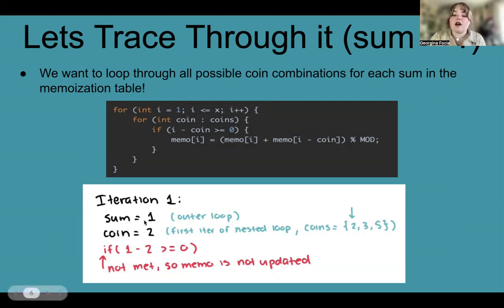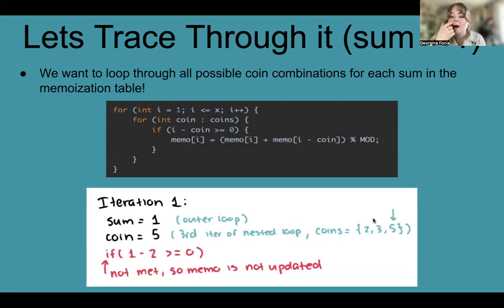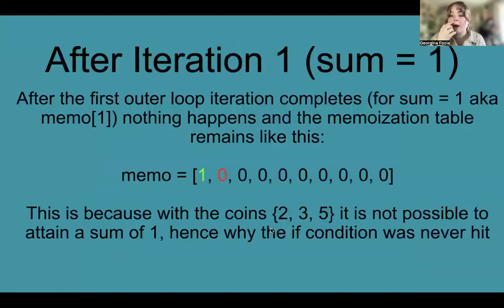So for iteration 1, when sum equals 1, which is our outer loop value, our nested loop value is 2 because we're on coin 2 first. Our if case is not met because 1 minus 2 is not greater than or equal to 0. Similarly, for the second iteration of our nested loop, the if case is not met for 3 because 1 minus 3 is also not greater than 0. And again, for the third iteration, for the coin 5, this if case is not met. Therefore, for sum of 1, there's no possible way to create a sum of 1 from these given coins.